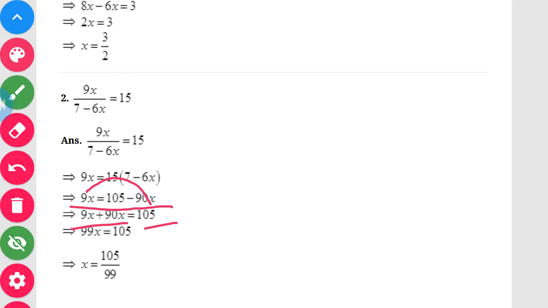So 9x plus 90x is nothing but 99x is equal to 105. Now it's very easy to find the x value, where I'm going to transpose the 99 to the other side. It goes to the denominator, that is multiplication becomes division. And here you can see if you can take it to the lowest term. Here I can keep the answer as it is. If you can try, you can try.